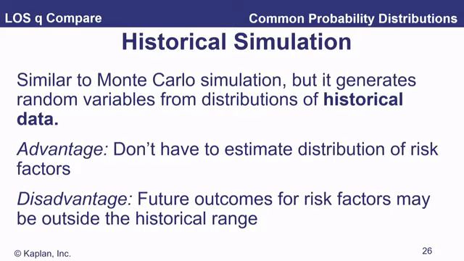So that's the advantage. The disadvantage is that future outcomes for risk factors may be outside the historical range. So if we think back to the mortgage crisis, they were looking at the expectations for the performance of mortgage securities using historical simulation. And looking back, as we moved forward, some of those distributions just clearly changed. And the future wasn't like the past, so historical simulation gave us some pretty bad answers in that case. So that's the disadvantage. If future outcomes for the risk factors are outside the historical range, then there can be trouble using this historical simulation.